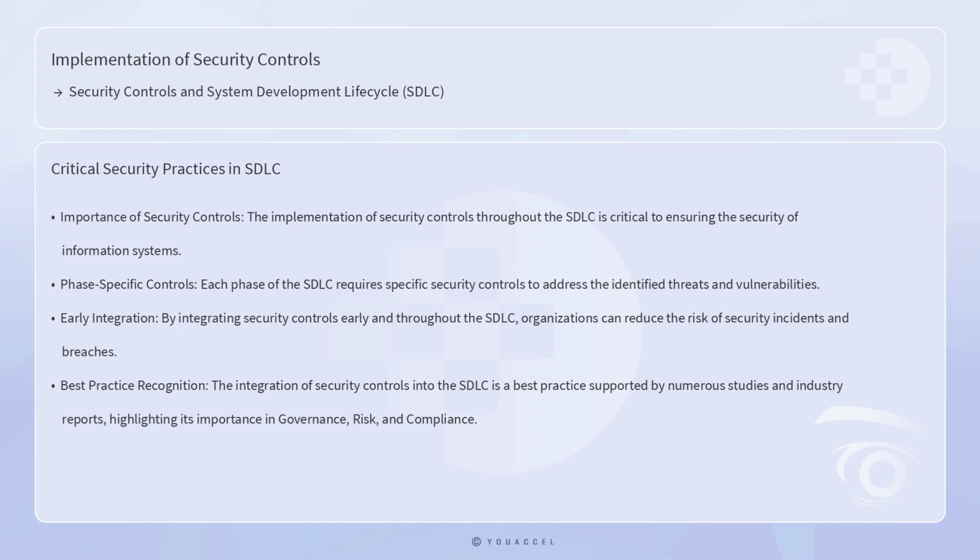In conclusion, the implementation of security controls throughout the SDLC is critical to ensuring the security of information systems. Each phase of the SDLC requires specific security controls to address the identified threats and vulnerabilities. By integrating security controls early and throughout the SDLC, organizations can reduce the risk of security incidents and breaches, ensuring the protection of their information assets. The integration of security controls into the SDLC is a best practice that is supported by numerous studies and industry reports, highlighting its importance in the context of governance, risk, and compliance.